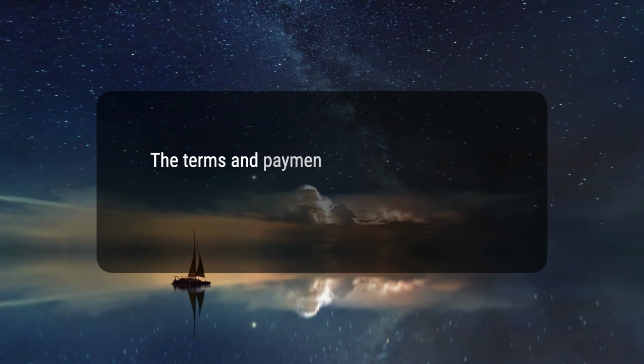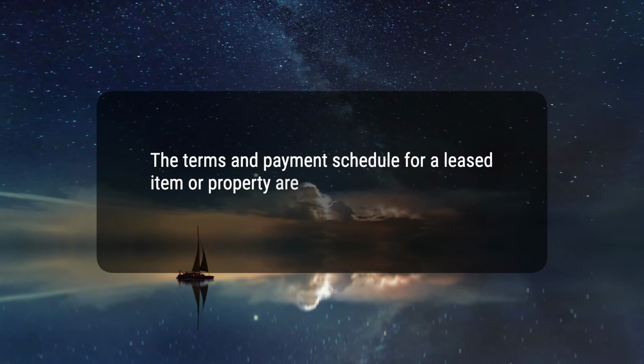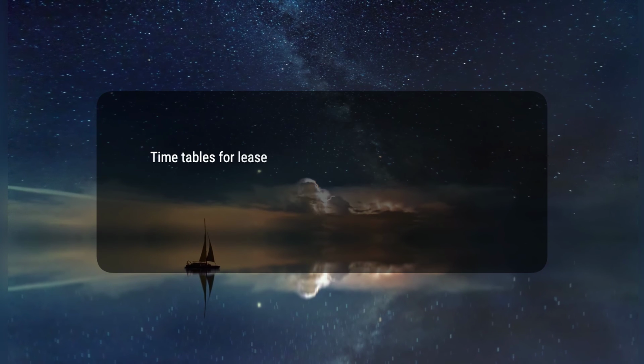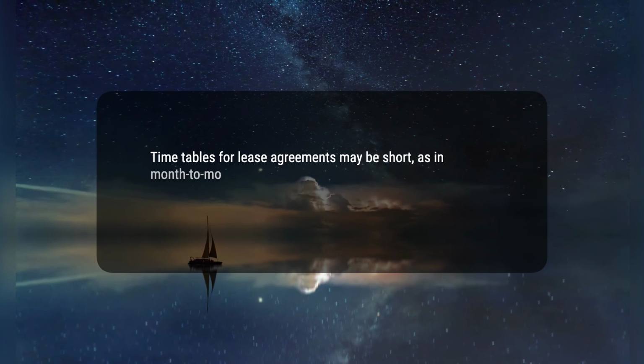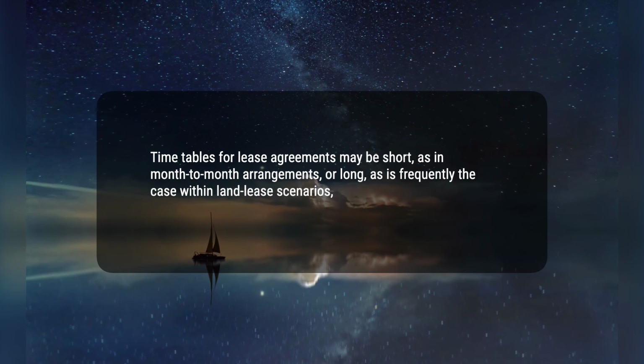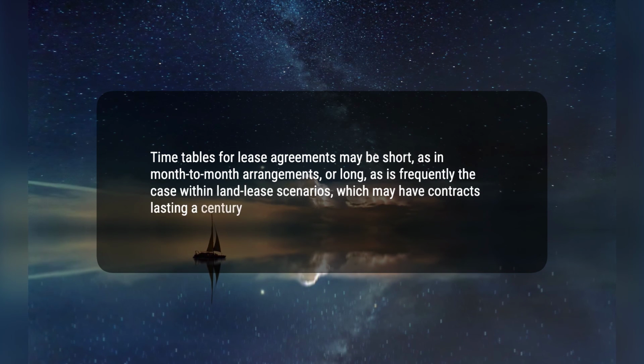3. The terms and payment schedule for a leased item or property are often set out in a legal contract. 4. Timetables for lease agreements may be short, as in month-to-month arrangements, or long, as is frequently the case within land lease scenarios, which may have contracts lasting a century or more.